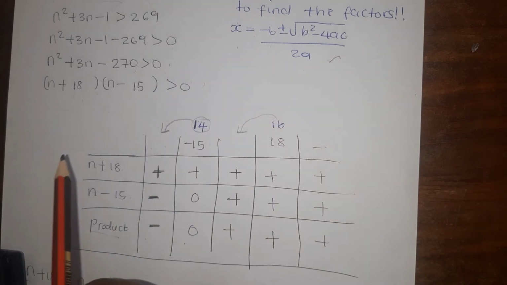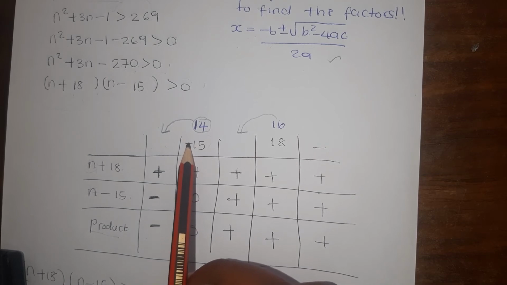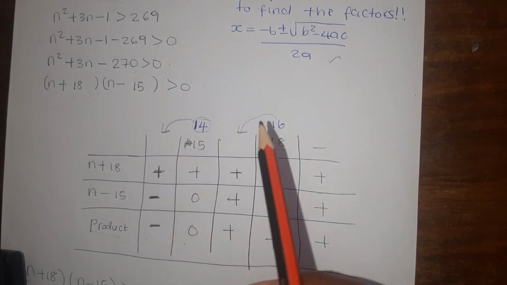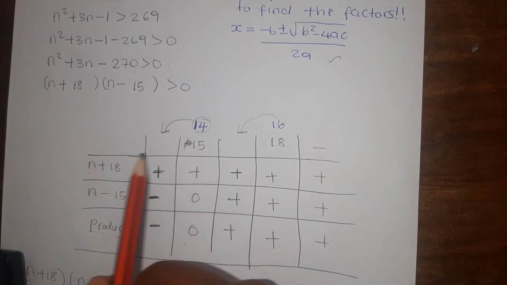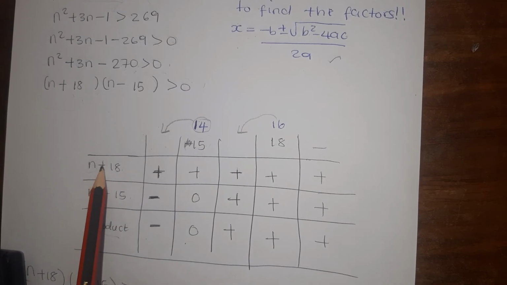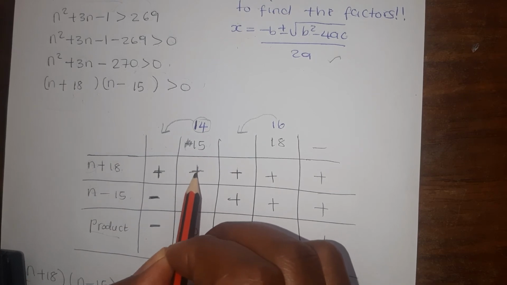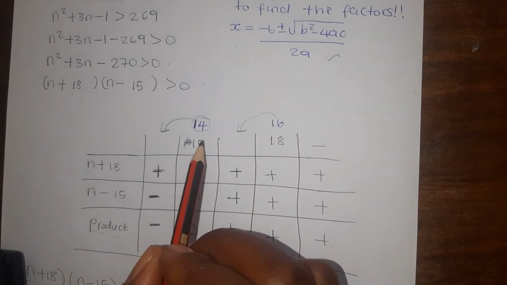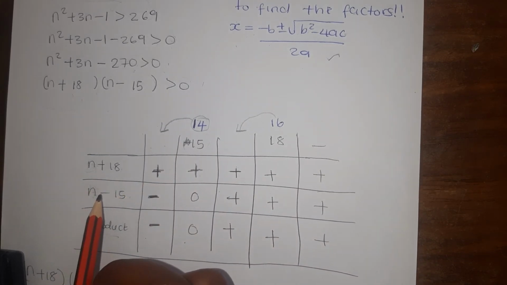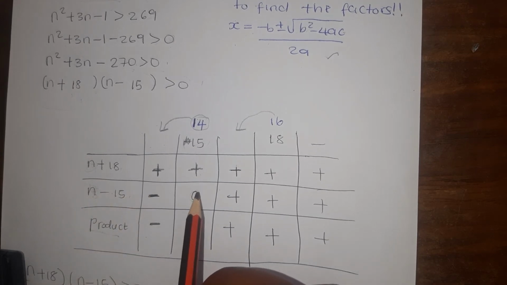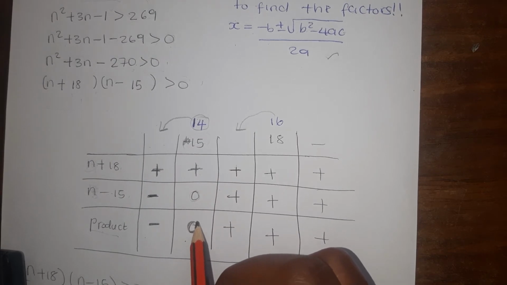And then when I replace this n with this 15, 15 plus 18, then we are going to get positive 33. Hence, I said positive here. And then when I replace this n with 15, it's going to be 15 minus 15, then I'll get 0. And then positive times 0 will give us 0.